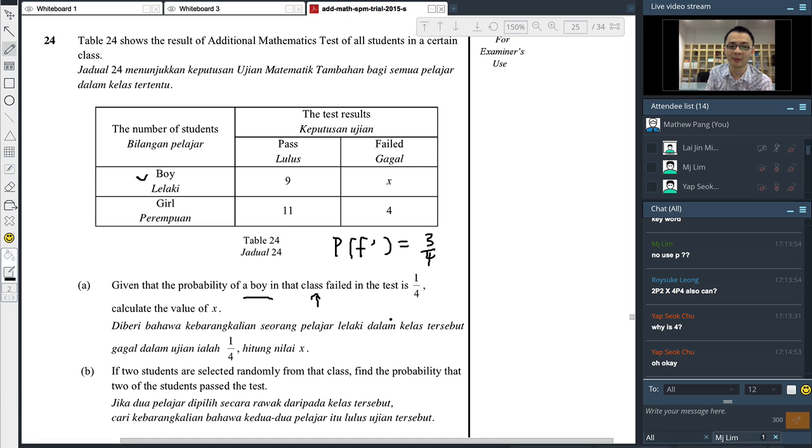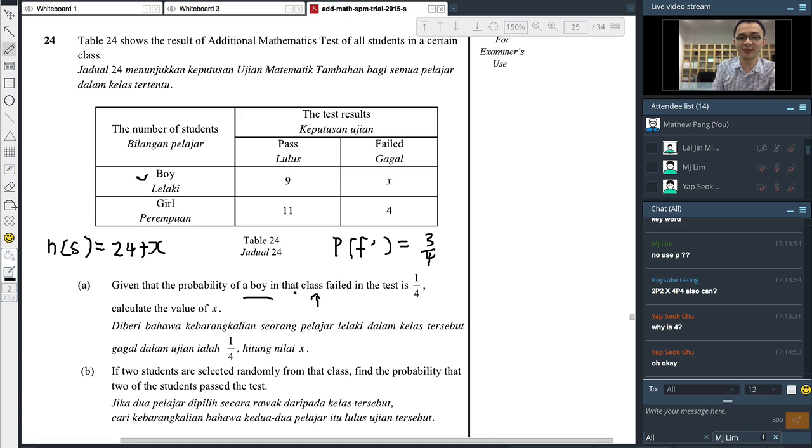Alright, so I cannot say it like this. It means there's a boy but they did not fail. Okay, yeah, when they do not fail, this one is 3 over 4. I think thinking that way will be easier. So we have to find the total first, the number of the sample space, meaning all added together. This is 24 plus x. Okay, this is the total students in the class.